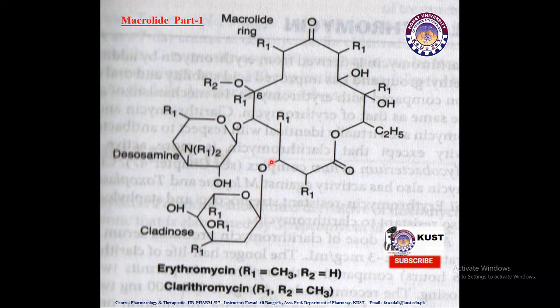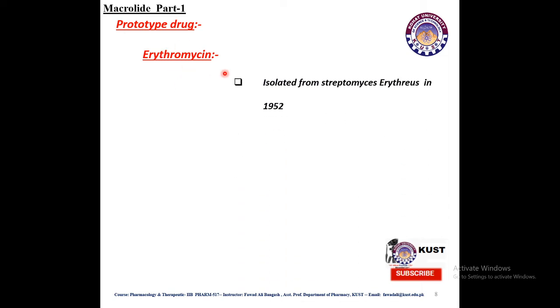In the macrolide basic nucleus, there are two important substituents, R1 and R2. For example, in clarithromycin, methyl groups are attached at both the R1 and R2 positions. But in erythromycin, a methyl group is present at R1 and a hydrogen atom is present at R2. So the prototype drug of macrolide is erythromycin.